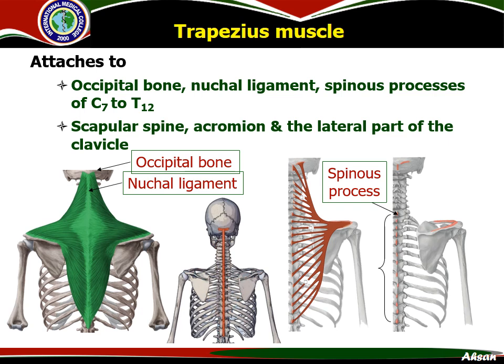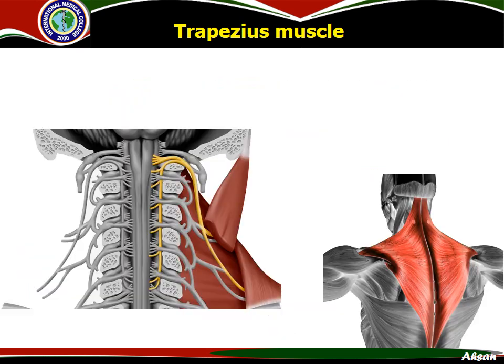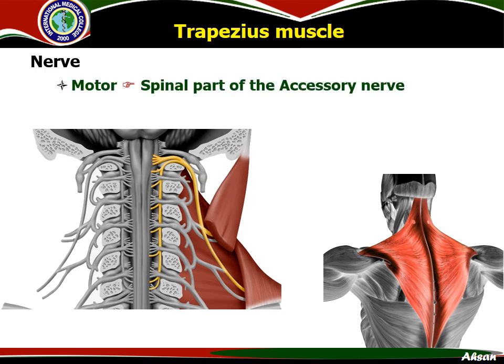Then it is inserted into a line, you can see on the right figure, this is the scapular spine, then anteriorly the acromion, then the lateral part of the clavicle. The trapezius muscle is supplied by the motor portion from the spinal part of the accessory nerve and the sensory portion from cervical 3rd to 4th spinal nerve ventral rami.